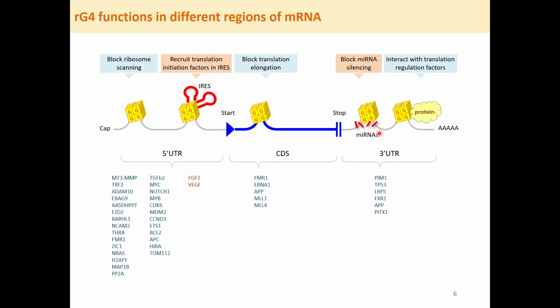By forming or dissolving, rG4s can change the accessibility of miRNA target sites, thereby modulating the rate at which an mRNA is degraded or sequestered from translation. In the 3' UTR, and in fact also in the 5' UTR and CDS, rG4s can interact with various protein factors to do various functions.